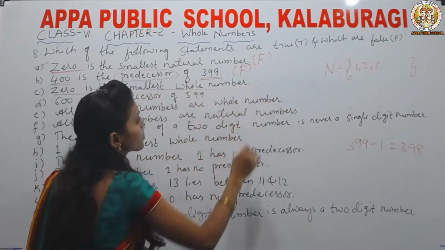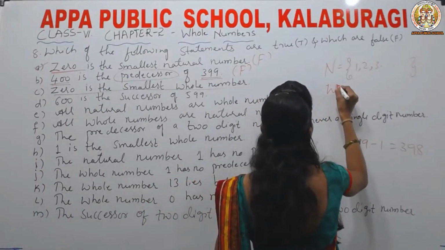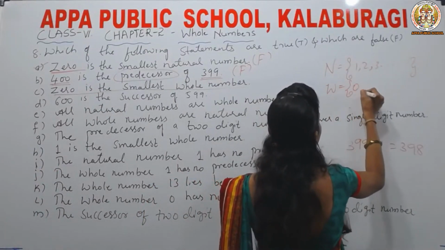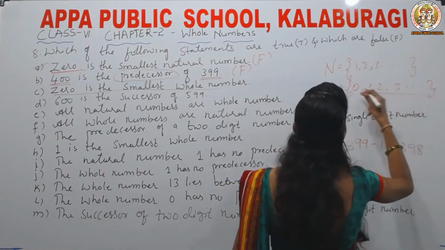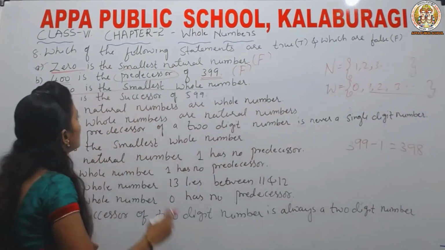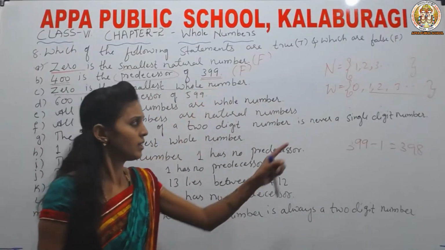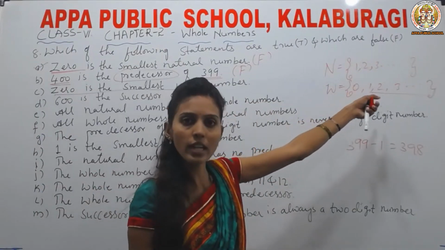Next, 0 is the smallest whole number. What is the set of whole numbers we have? It starts from 0, 1, 2, 3, all natural numbers along with 0. So 0 is the smallest whole number. That is true. 0 is the smallest whole number.